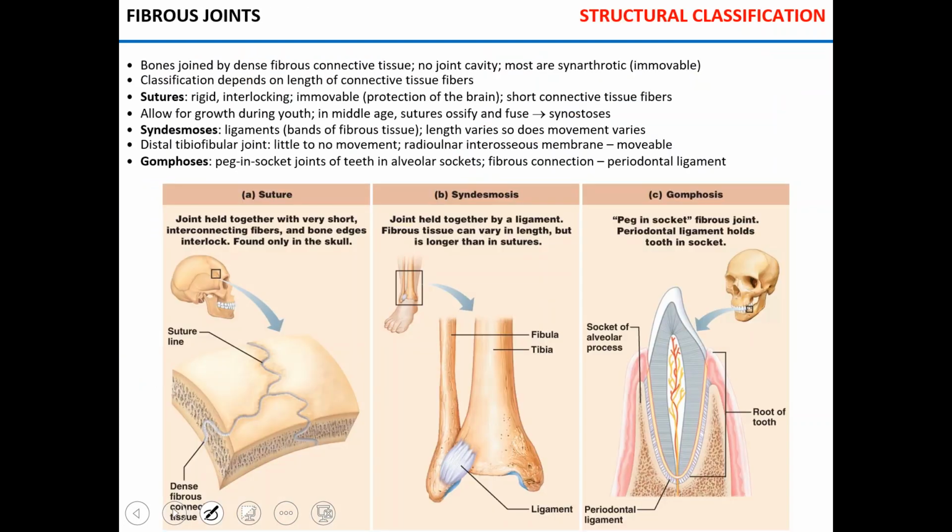So fibrous joints are characterized by the bone ends connected by the connective tissue. So no joint cavity, most of them are immovable. Sutures can be found exclusively in the cranium. Here you can see two bones are connected by very, very short connective tissue fibers.